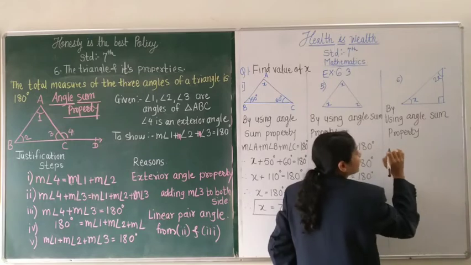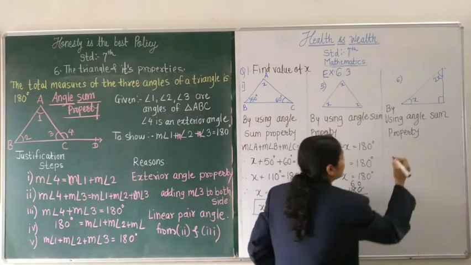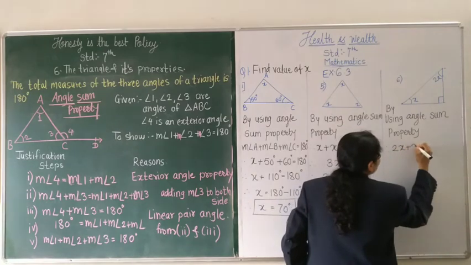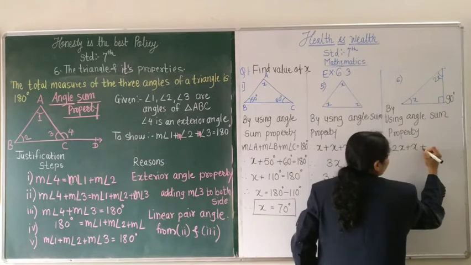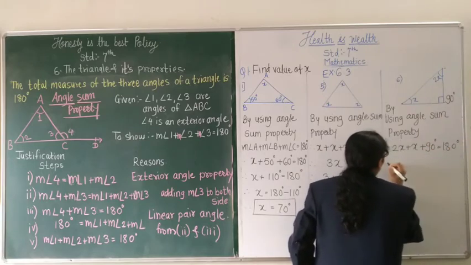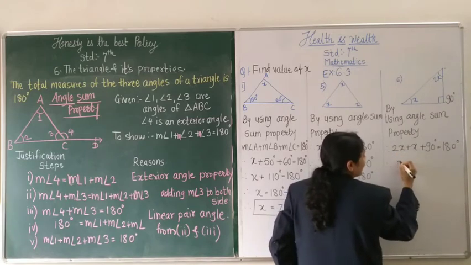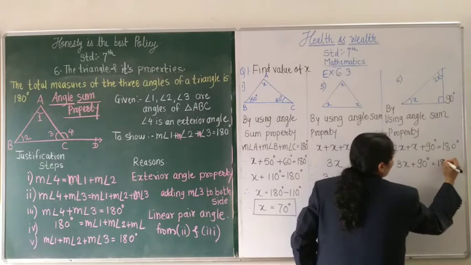Directly we will write the measures of the angles because names are not given. So 2x plus x, and this symbol shows its measure is 90 degrees. So plus 90 degrees is equal to 180 degrees. So 2x plus x is 3x, plus 90 degrees is equal to 180 degrees.